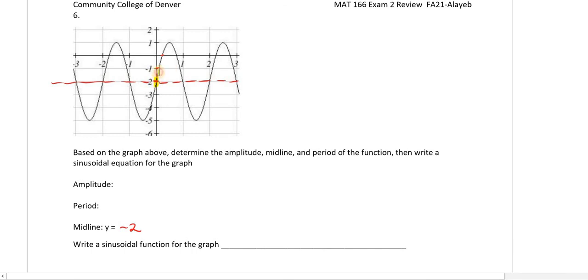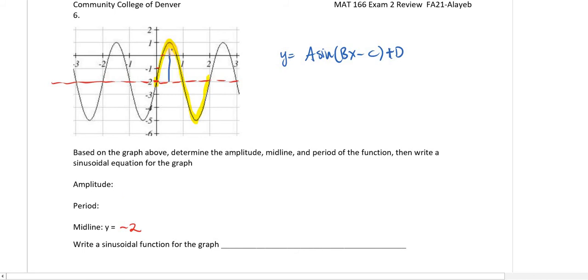That means the sinusoidal graph starts from 0, goes up, and then goes down, and then goes up. This looks like a sine graph. So I'm going to say I will use this equation: A sine(bx - c) + d. That is the general form for sine.